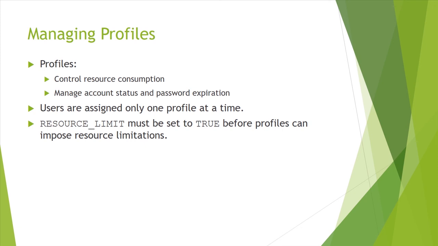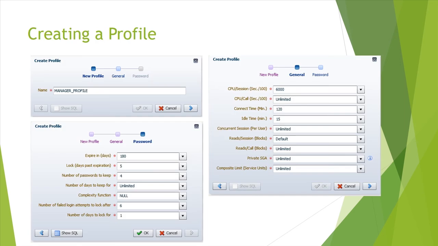The resource_limit database parameter must be set to true before profiles can impose resource consumption limitation. To create a profile, you can use Oracle Database Express, or SQL Plus, or also Oracle Cloud Control. To create a profile, go to Security, Profiles, and then create a profile. Specify the name of the profile, for example, manager_profile. Click Next. Oracle will display the resource consumption limitation.